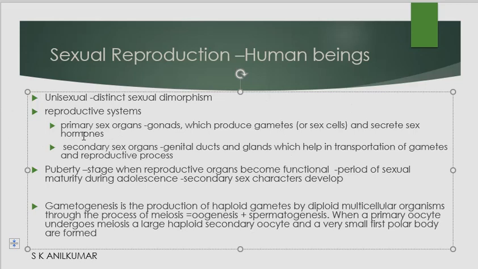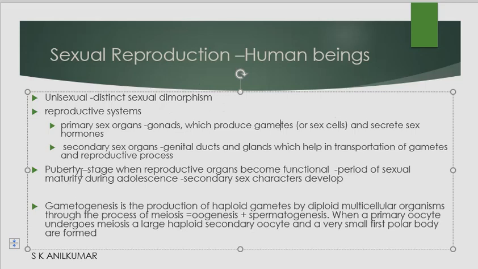animals, which is not necessarily the case in unicellular organisms, which do not have a distinct sexual dimorphism. In human beings, we have a distinct sexual dimorphism. That means what? We can identify a male or we can identify a female.